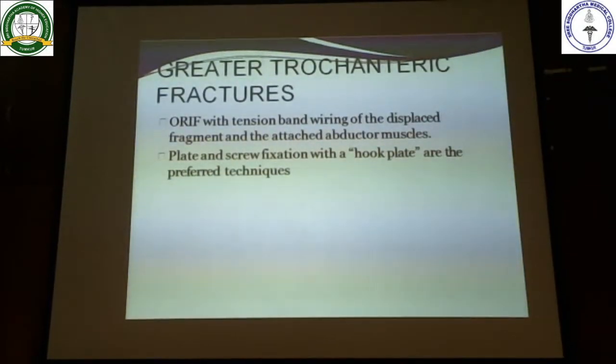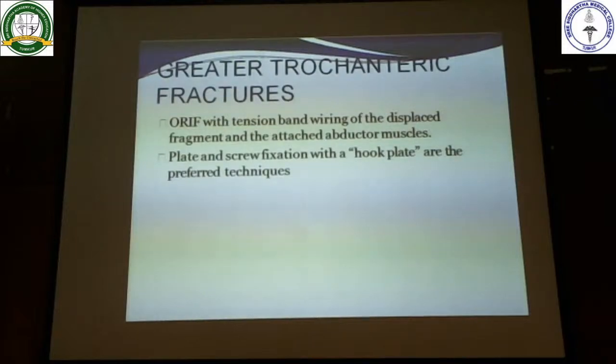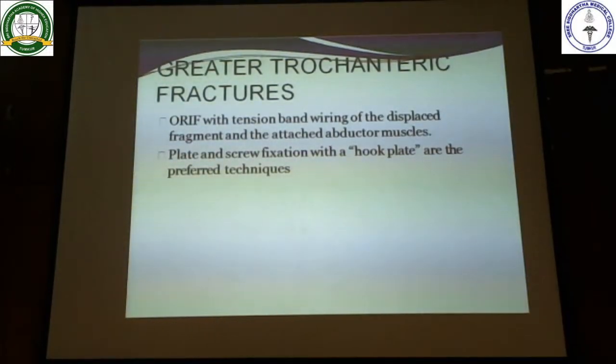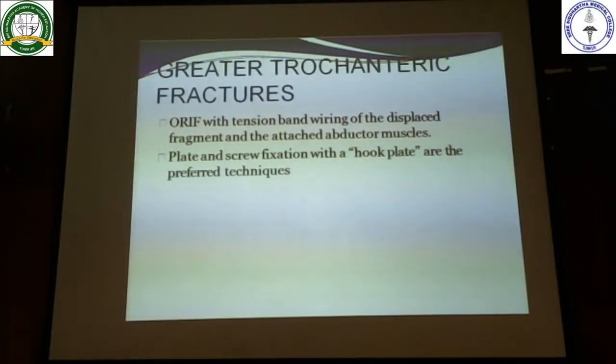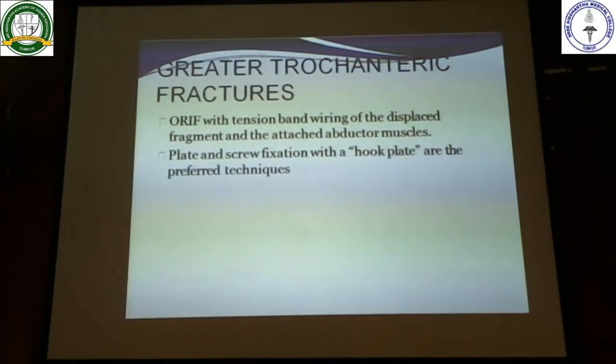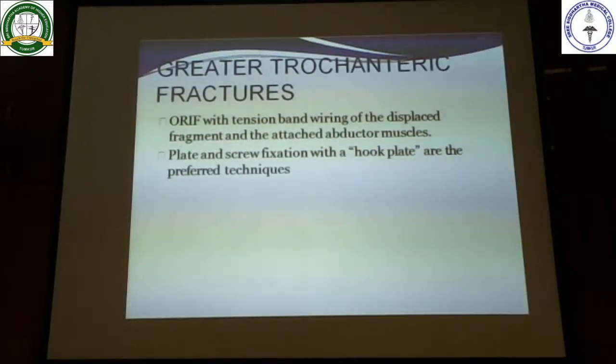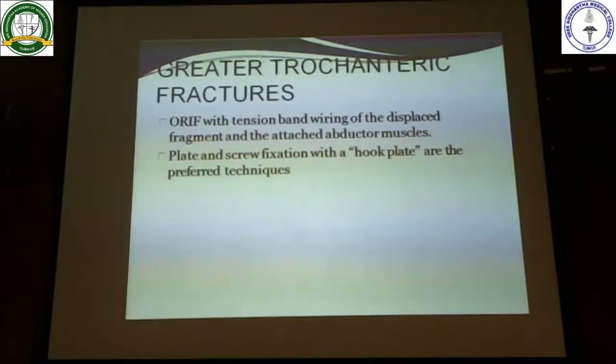If at all you need to operate, you can go for open reduction and internal fixation with tension band wiring, or you can use a hook plate. These are the specific implants used for purely greater trochanteric fractures. Tension band wiring is specifically used in certain fractures, for example the greater trochanter, then a patella fracture, sometimes a medial malleolus fracture. So those are specific conditions where you use this particular technique, that is tension band wiring.